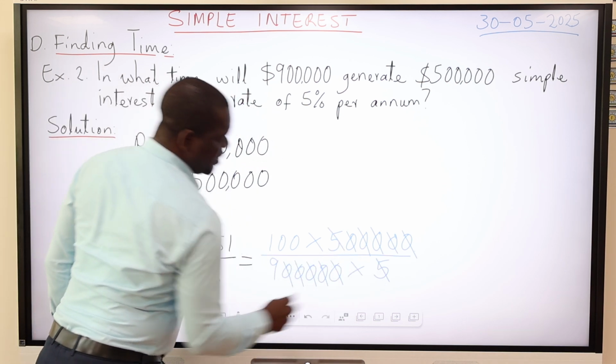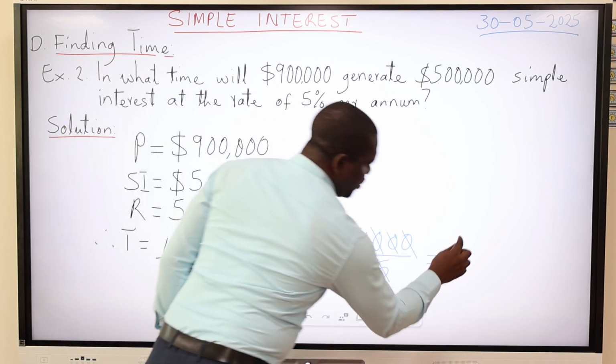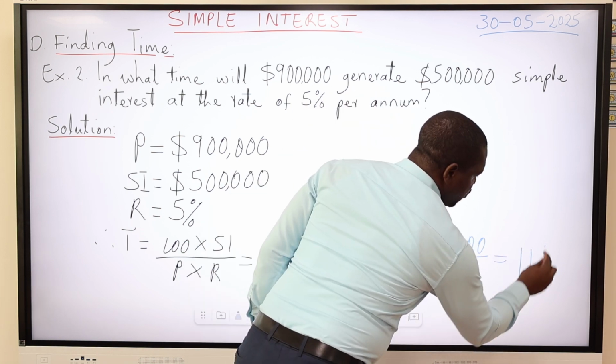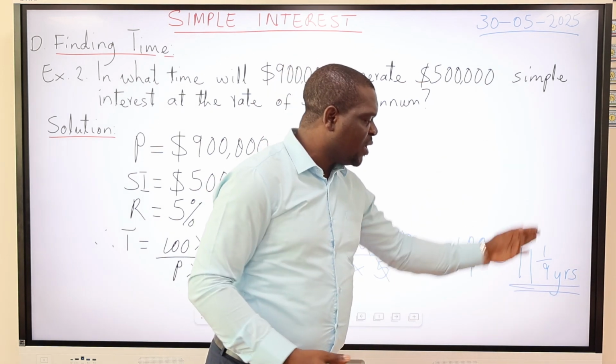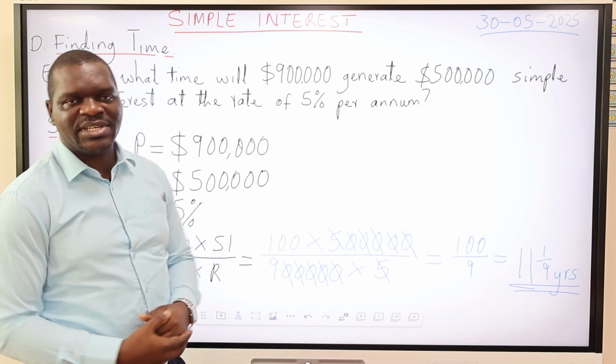This 5 can do away with this 5, and here we have 100 divided by 9. 100 over 9, which is going to give us 11 and 1 over 9 years. It's going to take 11 and 1 over 9 years to have this interest on this amount at this rate.